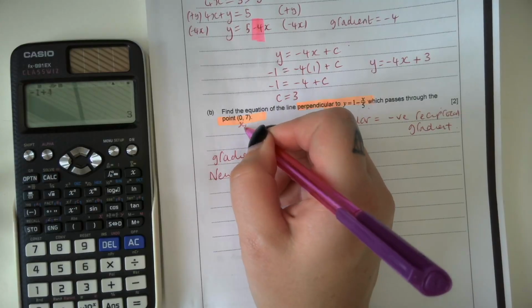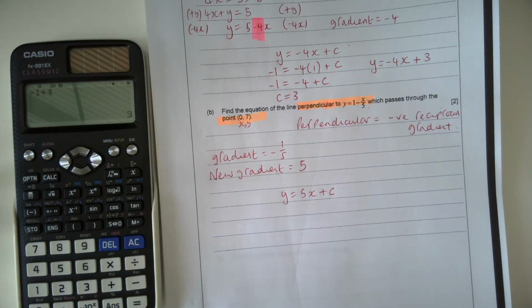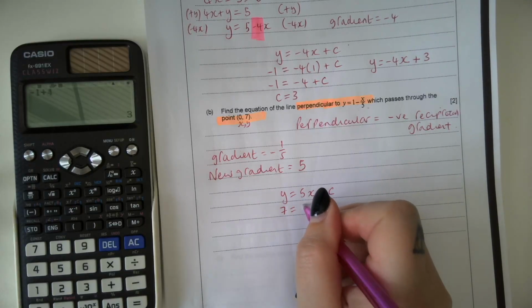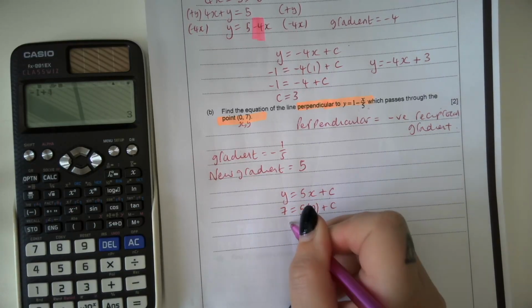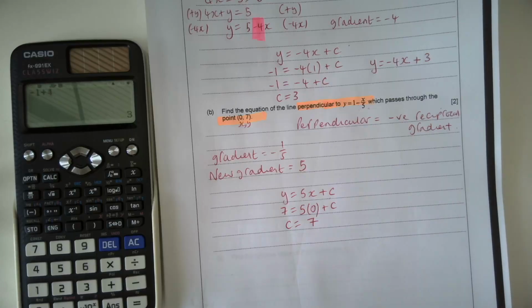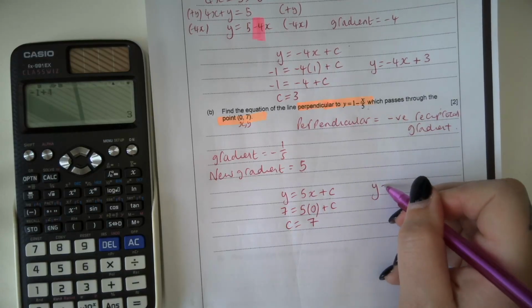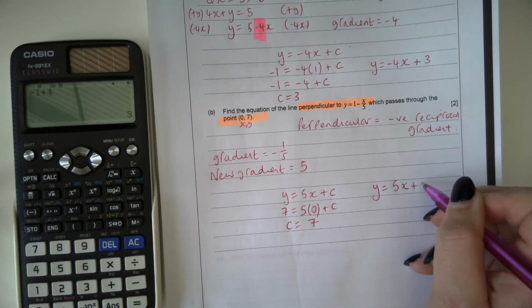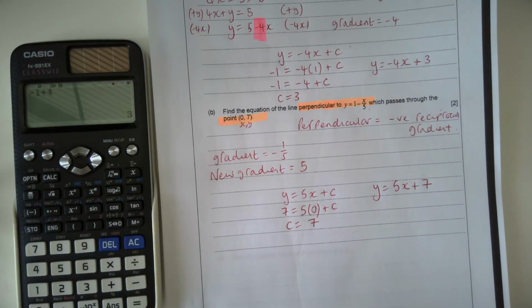So we're going to use the x and y values of the point that it passes through. So when x is 0, y is 7. So c must equal 7. So we have y equals 5x plus 7 as our equation.